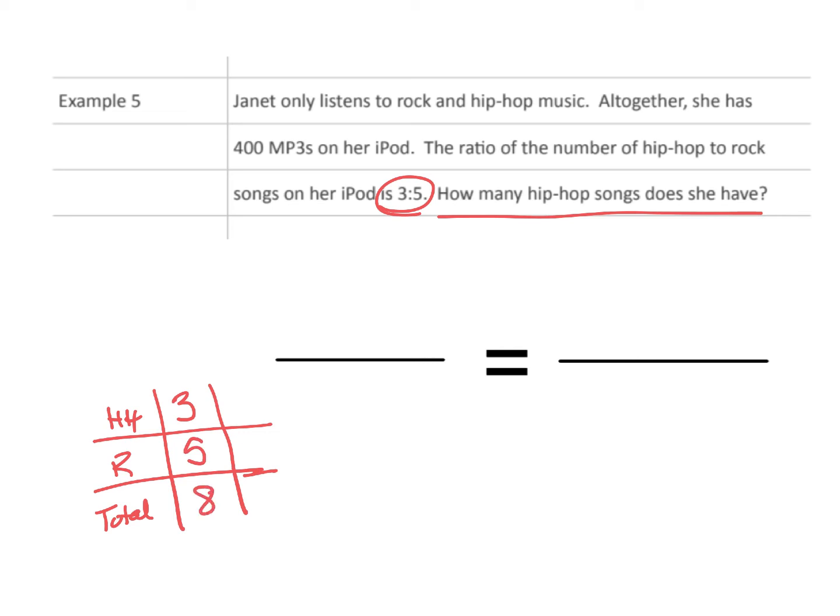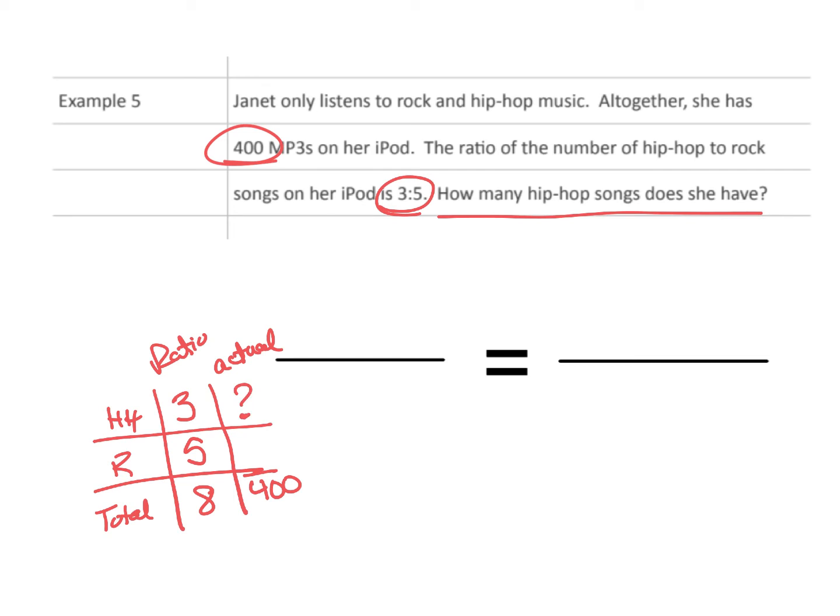I add these together, I have 8. I know that she has 400 on her thing, so this is where this goes. So this is our ratio, and this column is our actual numbers. And what I want is how many hip-hop songs. So this is what I want right here.